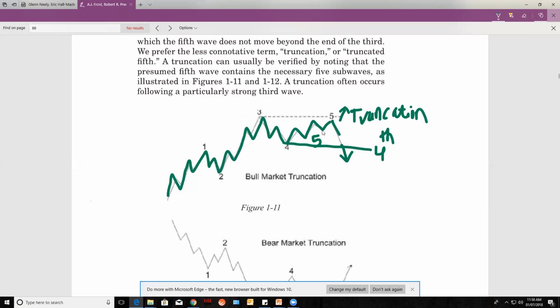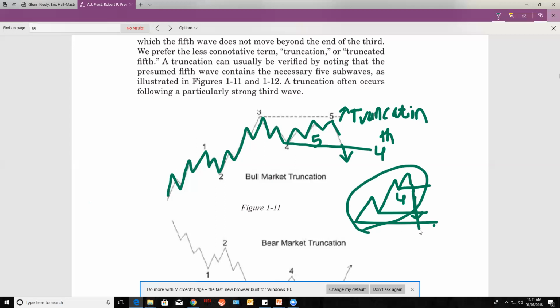Or at least it should break. Let's say this is a 5 wave. After that, at least it should retrace the fourth wave, like this wave. And whenever it crosses this level, you can say that this fifth wave has failed. Why? Because it moved beyond the beginning of wave 1. So then we can say that it's a truncation.